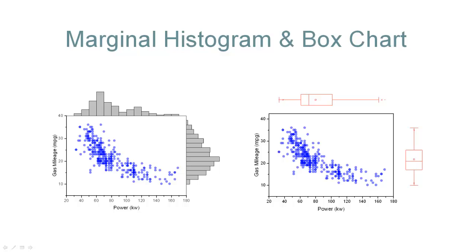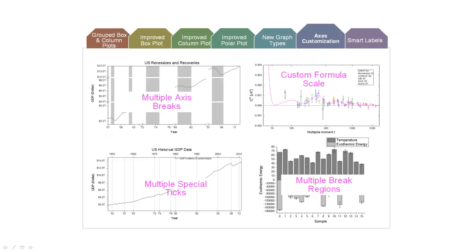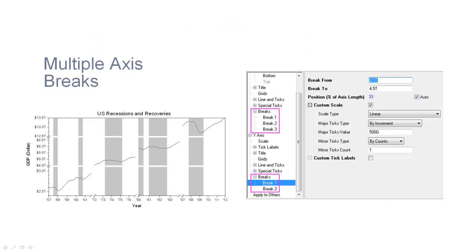Origin 9.1 also introduces marginal histograms and box charts, which can be created directly from two data sets. Another new plot type in Origin 9.1 is the 3D ternary surface and scatter plot. In addition to the new and improved graph types, Origin 9.1 also provides many new controls which will help you customize your graph. For example, you can now add multiple axis breaks in X and Y axes.